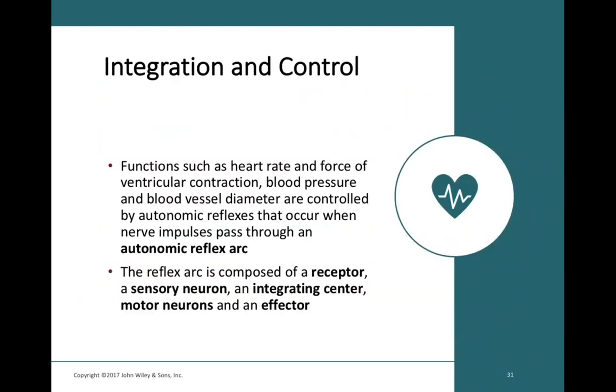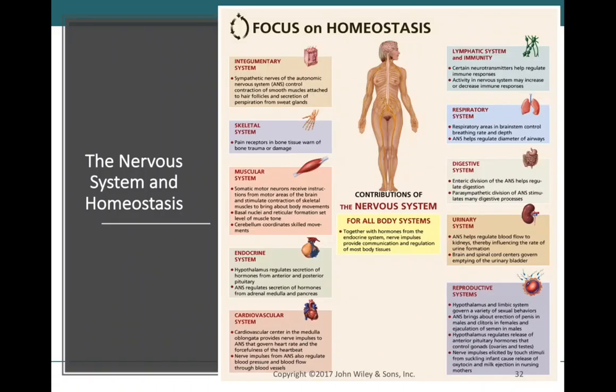Now I just want to take a quick second to mention that we also will have autonomic reflex arcs as well. We discussed reflex arcs in chapter 13, but the components of an autonomic reflex arc are the exact same as the somatic reflex arc. We'll have receptors, a sensory neuron, some type of integrating center, motor neurons, and some type of effector that's going to produce a response. So by now, I don't think I need to mention how vital the nervous system's action is for the rest of our bodies.